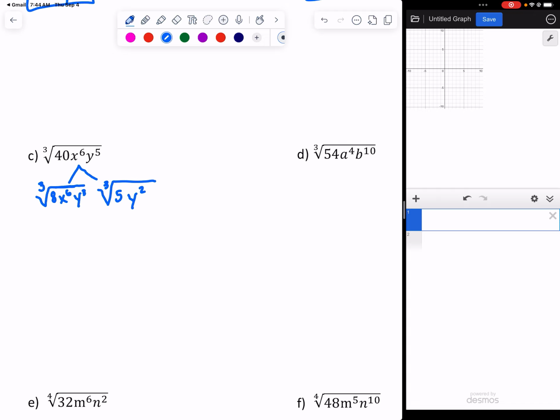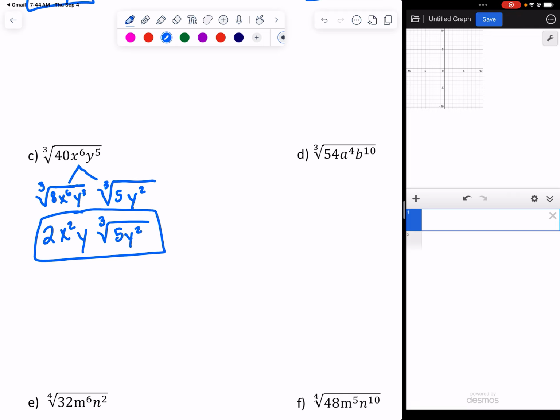Now, we'll break down that first cube root. So the cube root of 8 is 2. 6 divided by 3 is x squared. And 3 divided by 3 is y to the 1. And then the cube root of 5y squared.